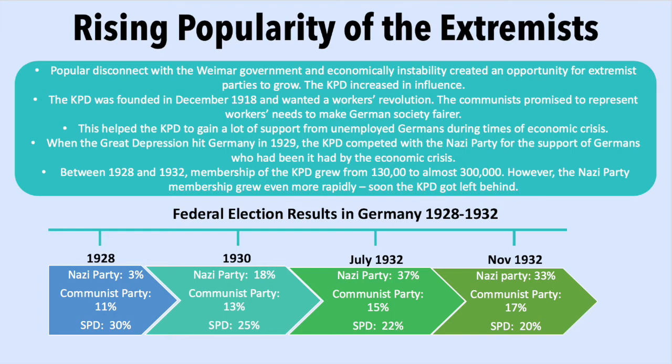By November of 1932, the Nazi Party had 33%, the Communist Party had 17%, and the SPD had 20%. If you look at all these results, you can see that between 1928 and 1932, the Nazi Party pulled ahead of the KPD and the Nazis became the biggest party in the Reichstag. You can also see that between July and November of 1932, the Nazi Party lost votes, but they were still very popular, and the Social Democratic Party, which is the SPD, lost support in every federal election.